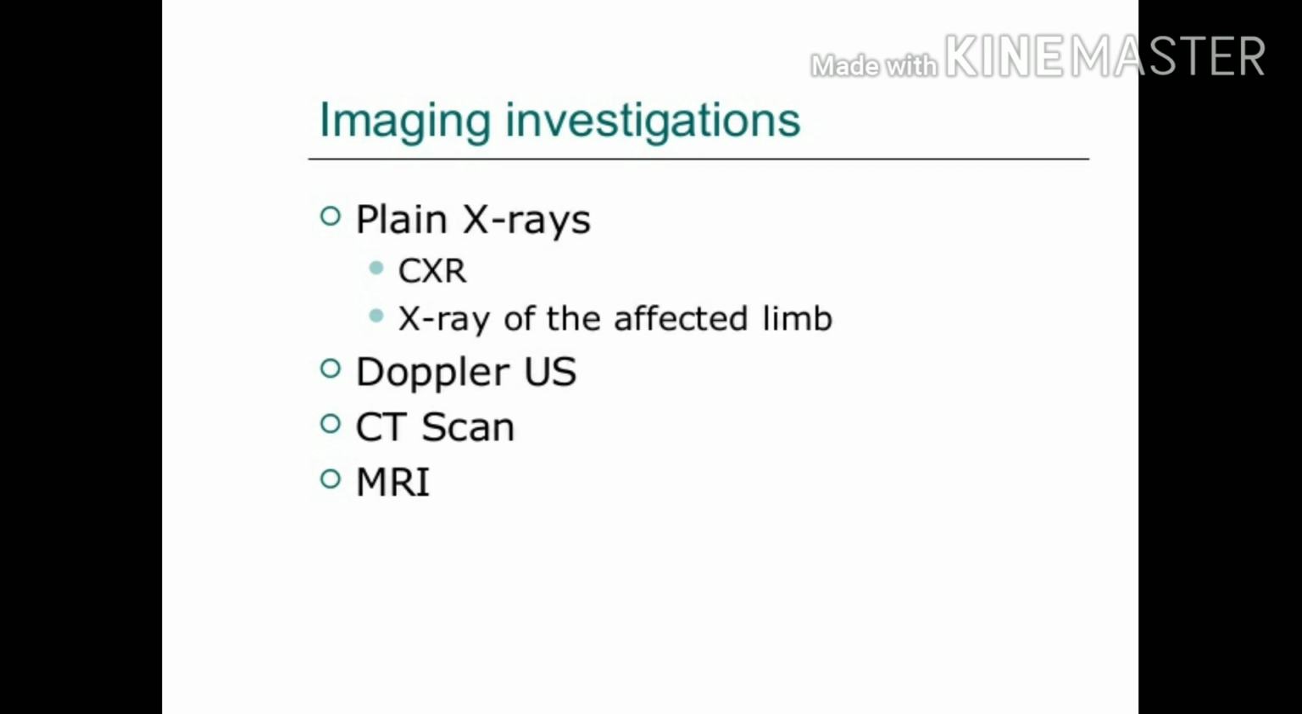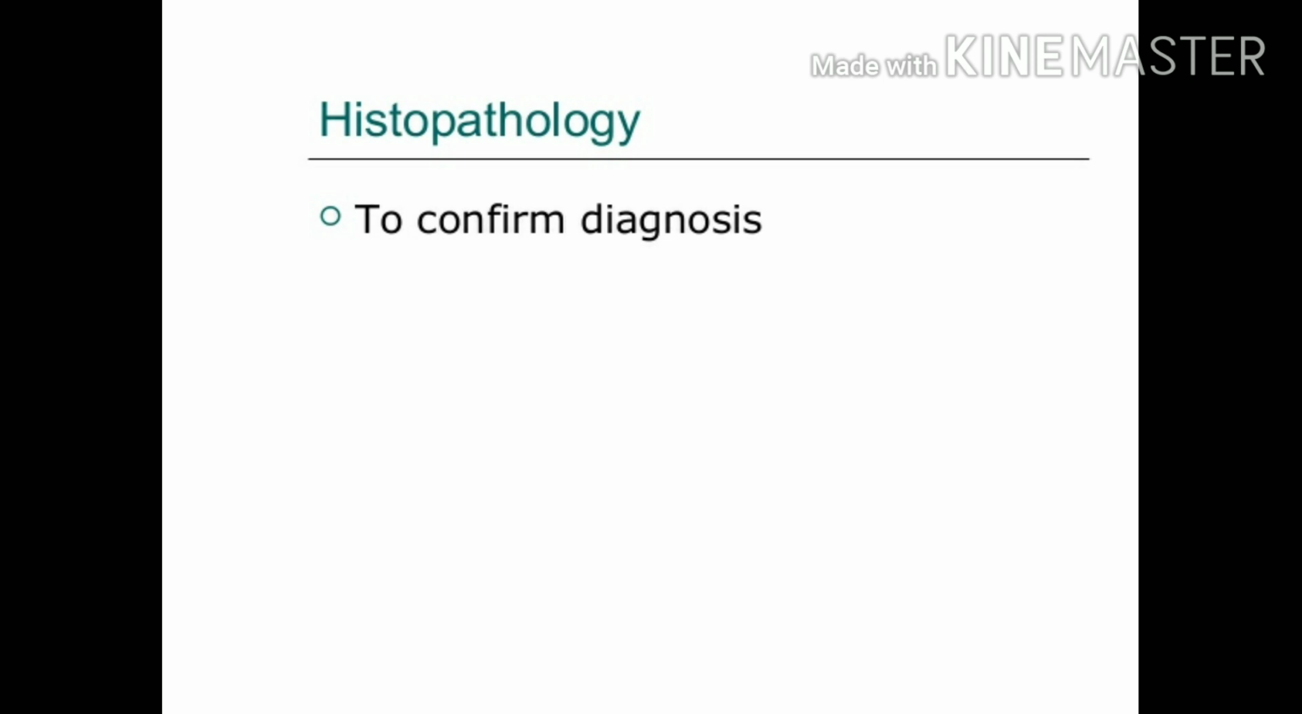Then radiological investigations, or you can say imaging, may include chest x-ray, x-ray of the affected limb, Doppler ultrasound, CT scan, and MRI. Histopathology is particularly important to confirm the diagnosis, whether the ulcer is malignant or tubercular or syphilitic in origin.